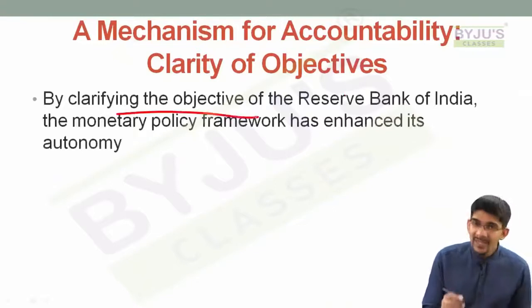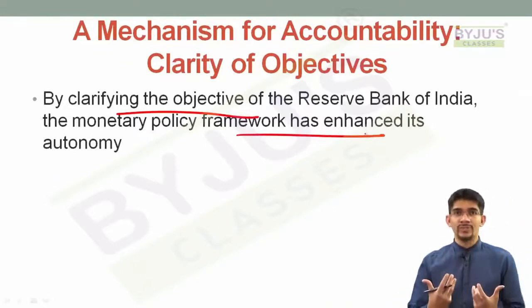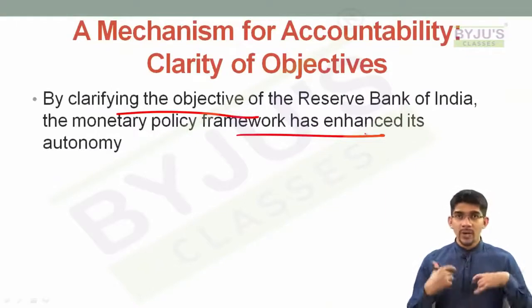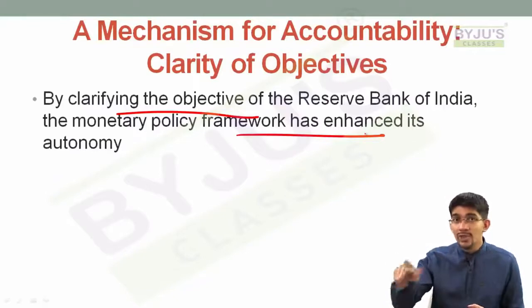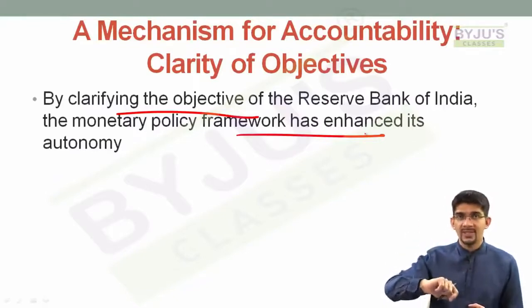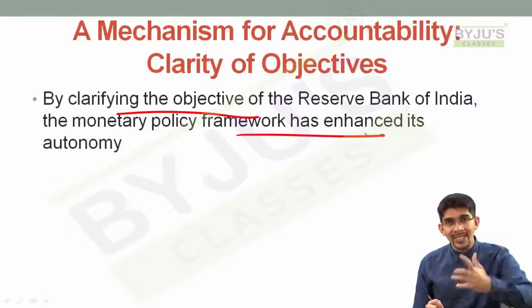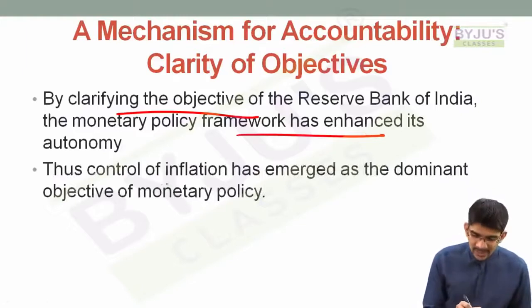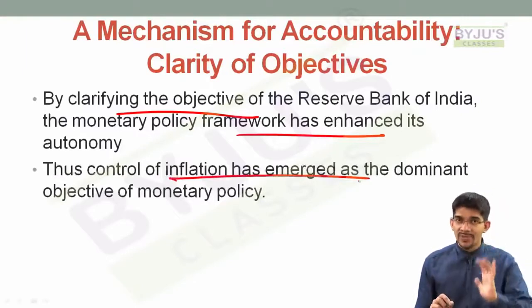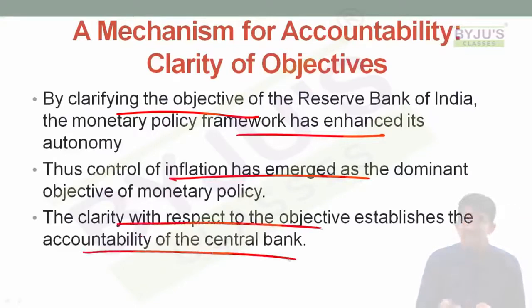So by clarifying the goals of the Reserve Bank of India, the monetary framework has enhanced its autonomy, in fact, too. Why? Because now RBI can say, because I'm accountable, because I'm supposed to meet the goals which the government has given to me, that means I can be more autonomous now. So you can tell me exactly what to do, and as long as I'm doing that, you don't have to worry about accountability anymore. The control of inflation has emerged as a dominant objective, which is an important item. This clarity increases the accountability of the central bank.